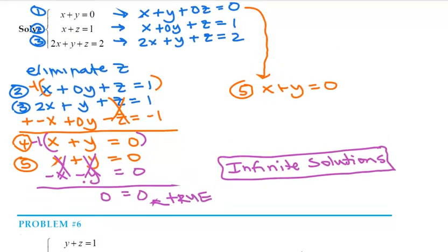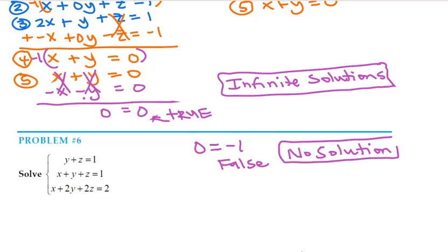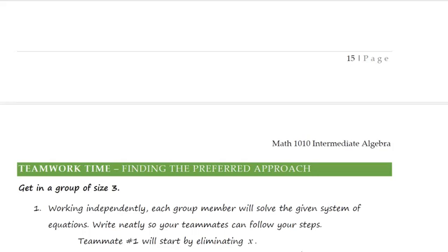Now, if it came up to be an untrue statement, so say we ended up with something like 0 equals -1, all right, and so that's a false statement, and if something like that happens, then that is no solution, like we talked about in the previous 2x2 systems. Okay. All right, so I am going to leave that here.